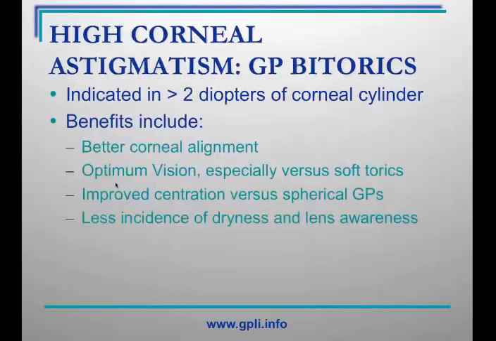Well, let's switch gears a little bit, and how about high corneal astigmatism and the role that GP bitorics play? These lenses are indicated in greater than 2 diopters of corneal cylinder. The benefits of bitorics versus spherical or soft toric lenses in high astigmatism include better corneal alignment, optimum vision, especially versus soft torics, improved centration versus spherical GPs, and because of an optimum lens to cornea fitting relationship, you'll have less incidence of dryness and lens awareness among your patients.